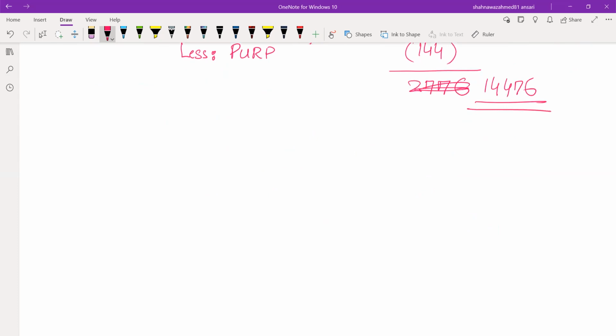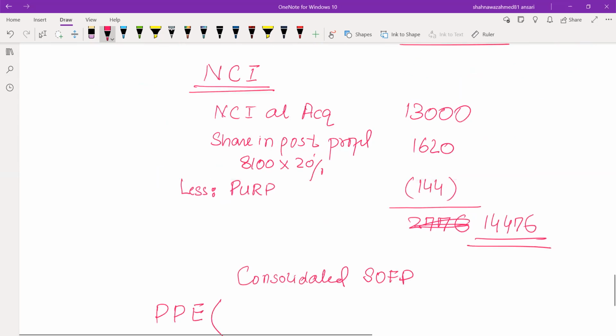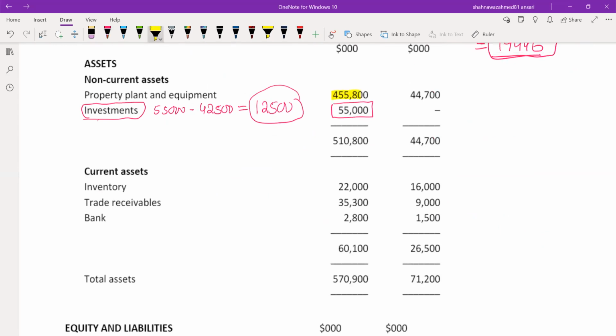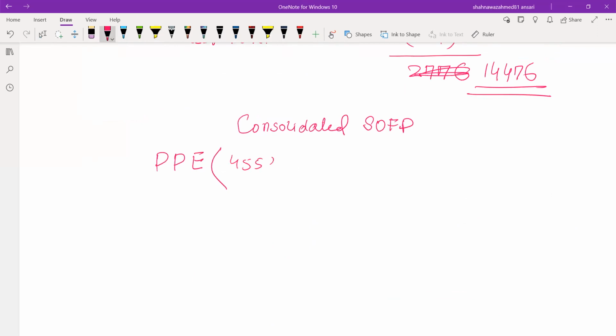Now, let's prepare consolidated SOFP. So first of all, we have property, plant, and equipment. That is non-current assets, parent plus subsidiary. So what is the value of parent company's property, plant and equipment? We have to combine these two figures and then adjust the fair value adjustment, net of depreciation. Remember, 455,800 plus 44,700 plus the fair value adjustment, net of depreciation. So accordingly, this is the value.